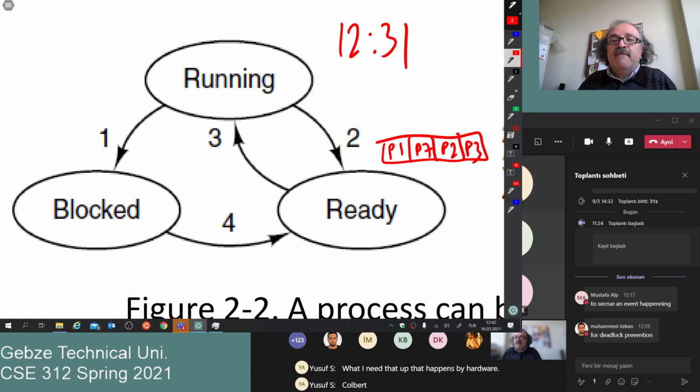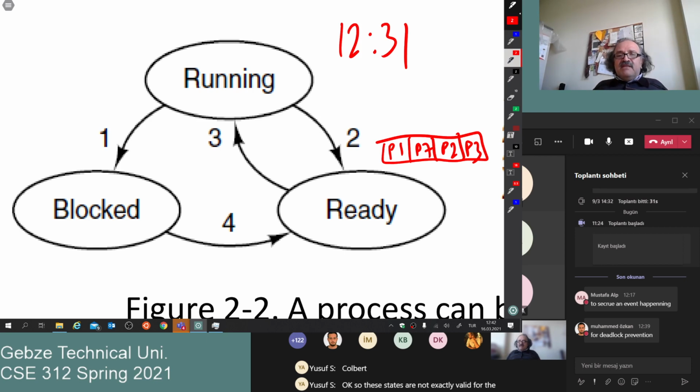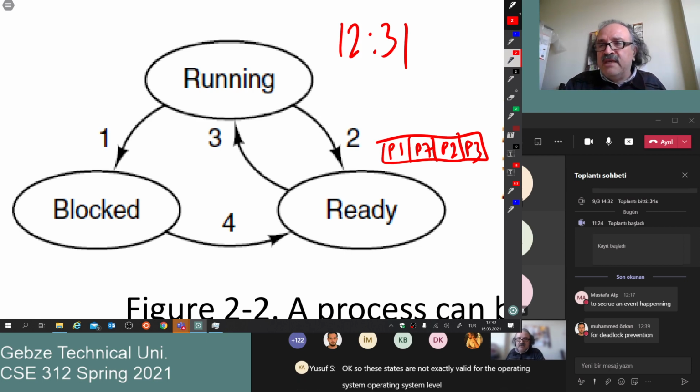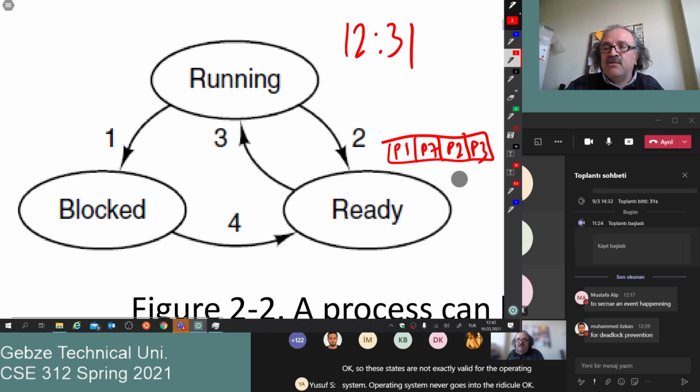So these states are not exactly valid for the operating system. The operating system never goes into the ready queue. But part of the operating system could be in the ready queue, for example backup services. Somebody is taking a backup of the whole operating system. It's a process, right? It is taking a backup.